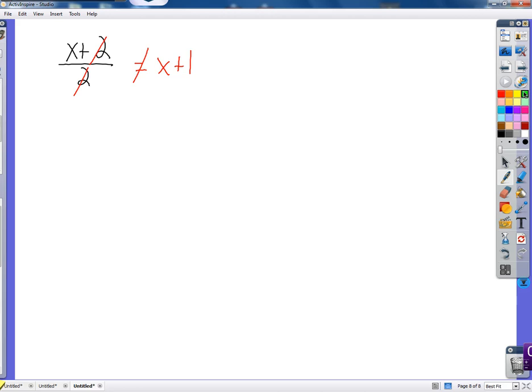What's the numerator? What's the numerator of a fraction? What does that mean? The top number. Whatever it looks like, that's the top number.